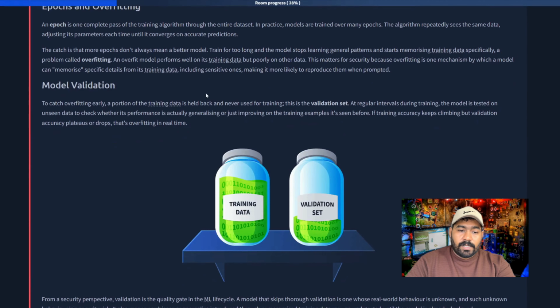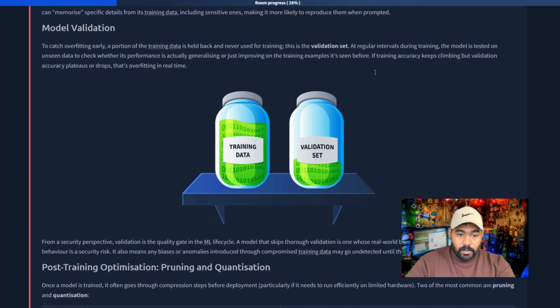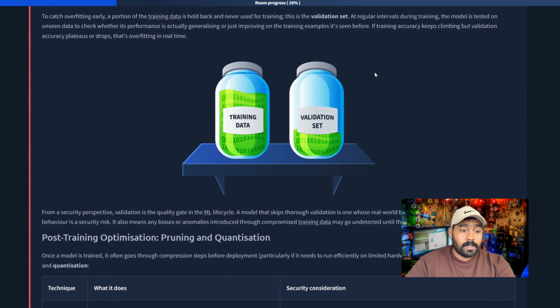So this is the validation thing. At regular intervals during training, the model is tested on unseen data to check whether the performance is actually generalizing or just improving on the training examples it has seen before. So let's go through the same security implications.